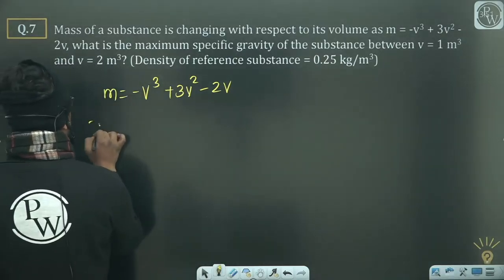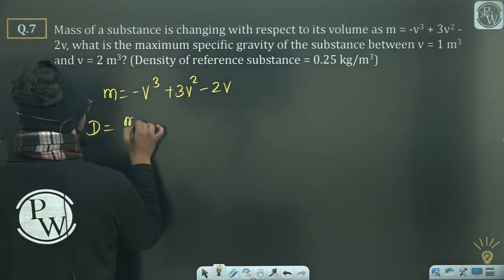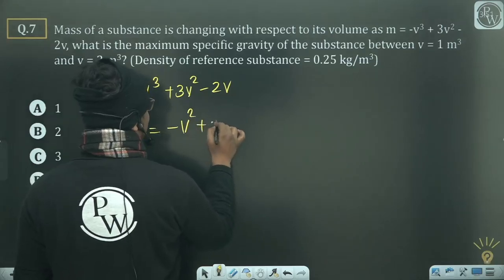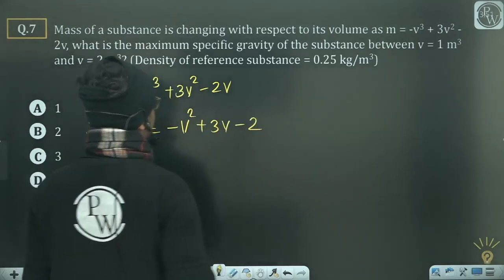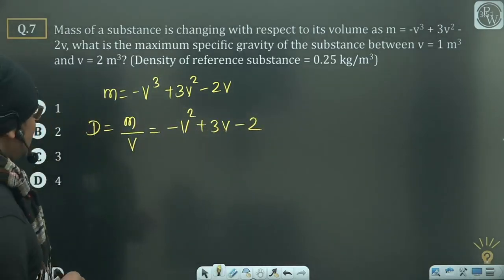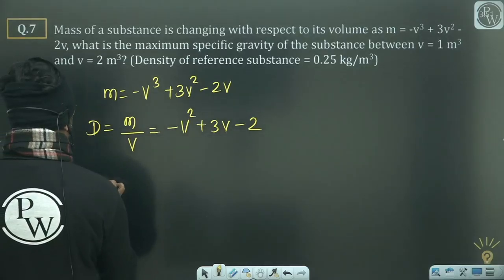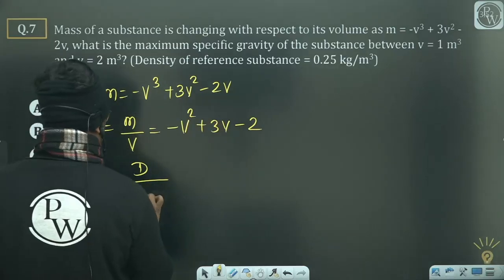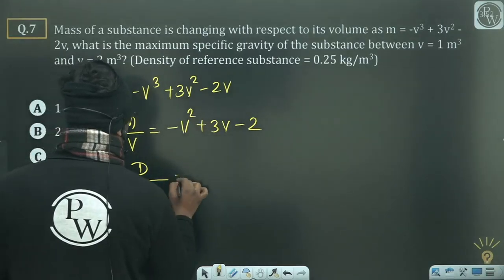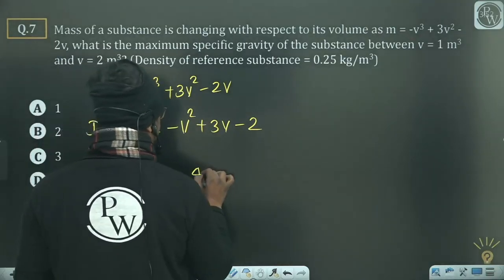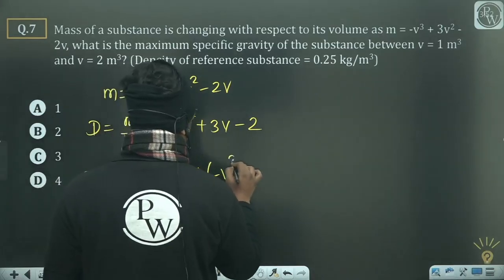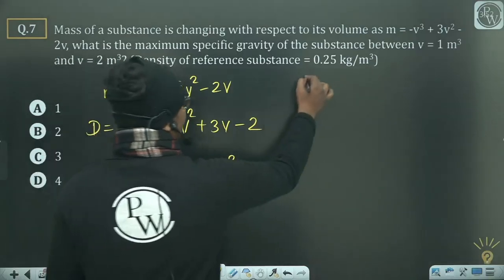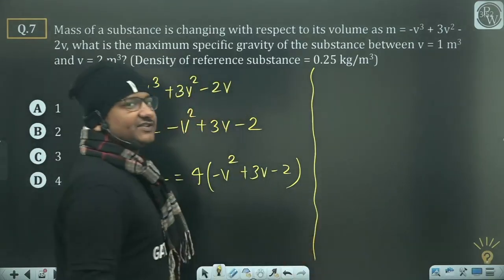So let us find out density first. Density is equal to mass by volume. So it will be minus V square plus 3V minus 2. Is that clear? Now if you find out specific gravity, it is the density of that substance divided by the reference substance density, that is 0.25. So it actually becomes 4D, so we have 4 times minus V square plus 3V minus 2. But what they're asking you is the maximum specific gravity.